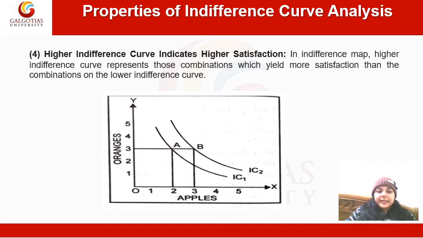The next property of the IC curve is that a higher indifference curve indicates higher satisfaction. In an indifference map, a higher indifference curve represents those combinations which yield more satisfaction than the combinations on the lower indifference curve. This property is illustrated with figure number 9. IC2 is the higher and IC1 is the lower indifference curve. Point B on IC2 represents more units of apples than point A on IC1, although in both combinations the quantity of oranges is the same. Hence, point B on IC2 will give more satisfaction than point A on IC1. It is evident, therefore, that the higher the indifference curve, the greater the satisfaction it represents.